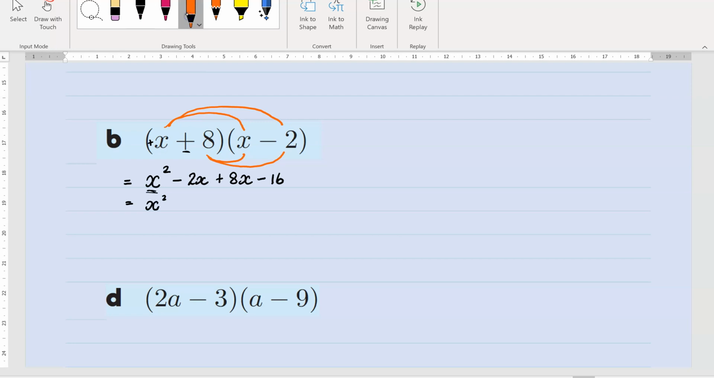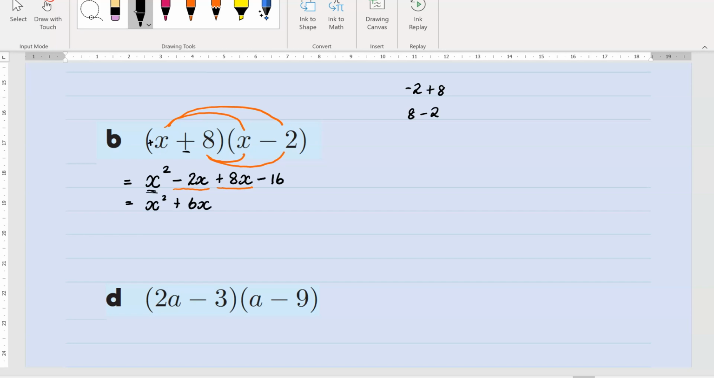Now we're looking at our x's. We've got a minus 2x and we've got a plus 8x. So minus 2 plus 8. You're allowed to reverse that, right? Minus 2 plus 8, if you remember your negatives, that's the same as 8 take 2. So that's positive 6. And we're dealing with x's, so we pop the x there.